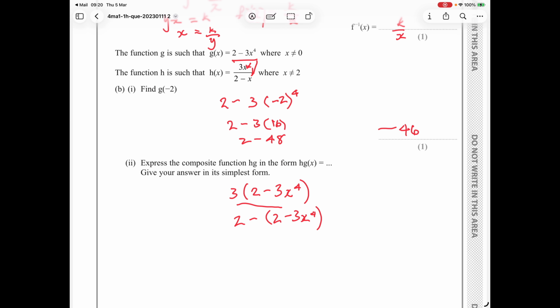Okay, so on the top we get 6 minus 9x to the power 4. And on the bottom, that becomes minus minus 3x to the 4, so that's 3x to the 4. Right, now we can divide through by 3, so we get 2 minus 3x to the 4, and on the bottom we get x to the 4. I don't think we can do an awful lot more with that.